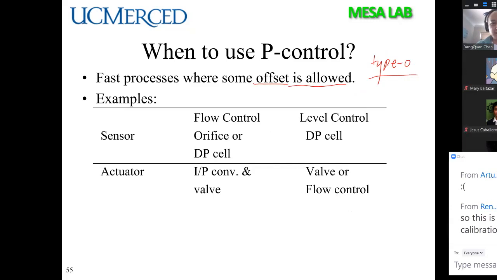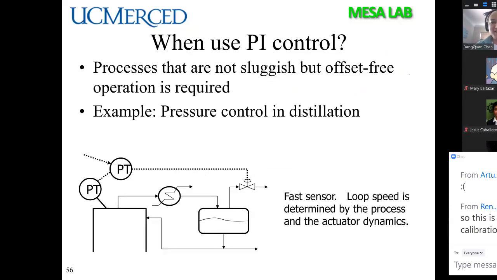But what if it is not allowed? Then you use PI control, because you don't allow any offset. It's called offset free. So in that case, you need an integrator. For example, the pressure control in distillation, those pressures must be tightly controlled. You assume you have a faster sensor, and your overall loop speed is determined by your process and actuator dynamics, how fast your actuators can perform.